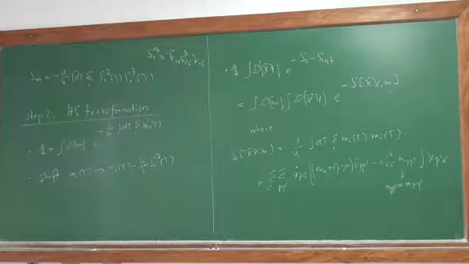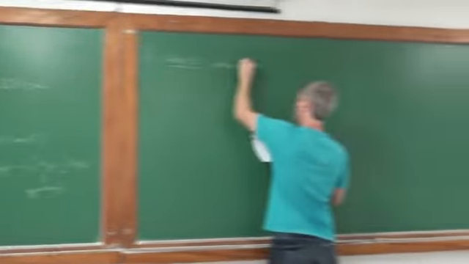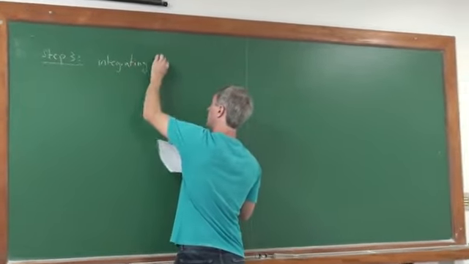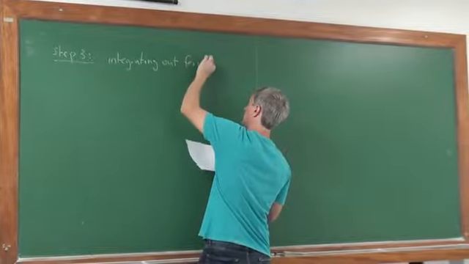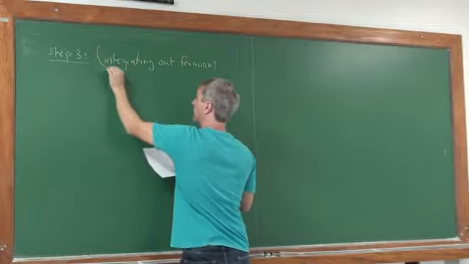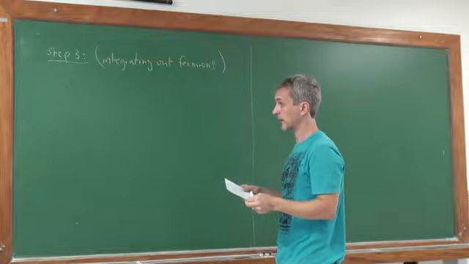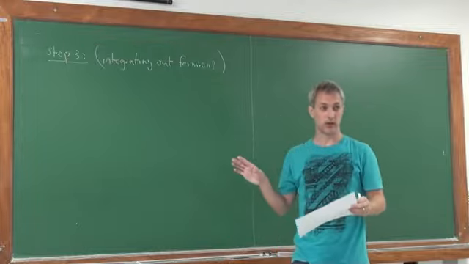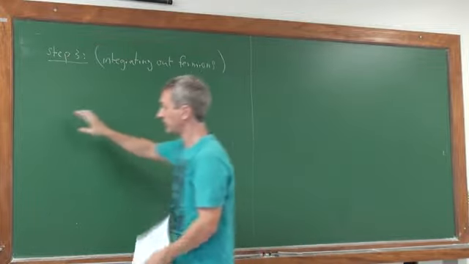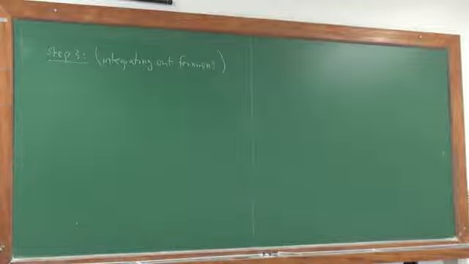Now comes step 3, which is: let's get rid of the electrons to get an effective theory in the Hubbard-Stratonovich field. Integrating out fermions. Questions up to here? Okay, so we have a quadratic theory in the fermions, we can just integrate them out. What we get is a determinant here.